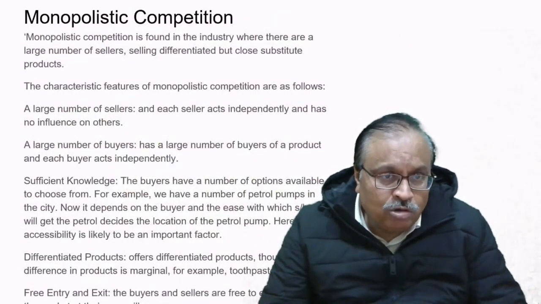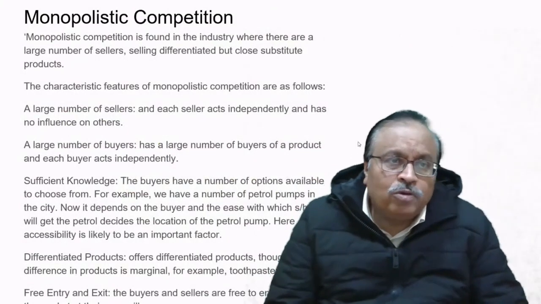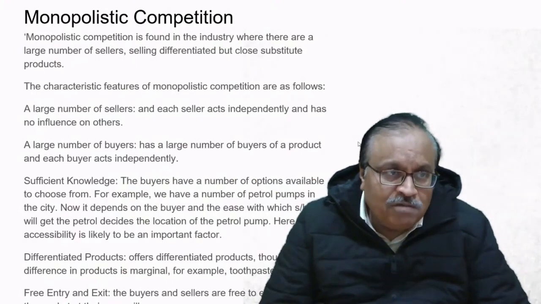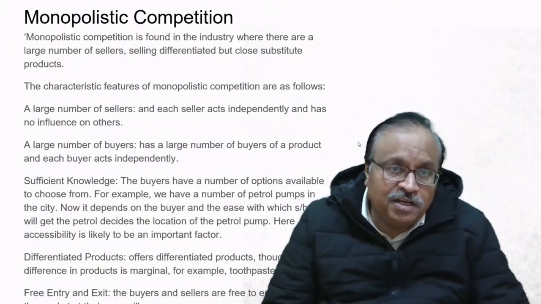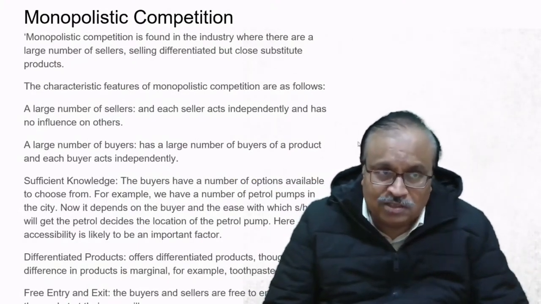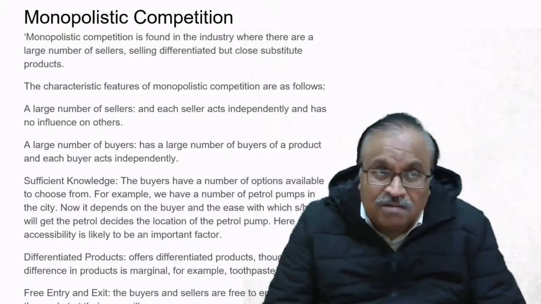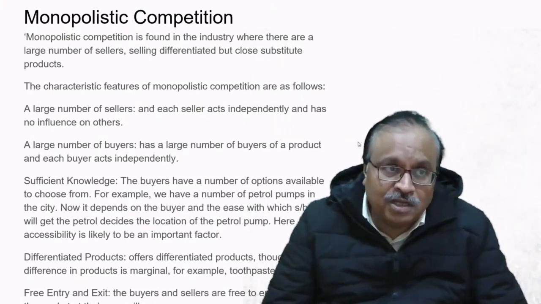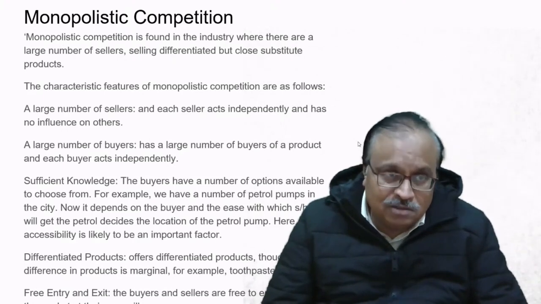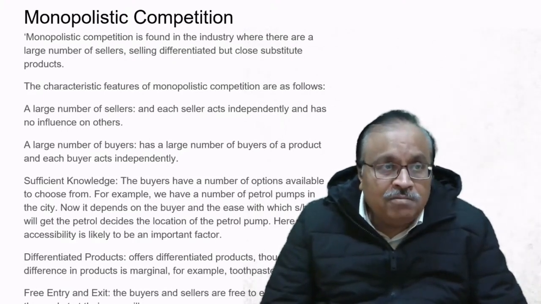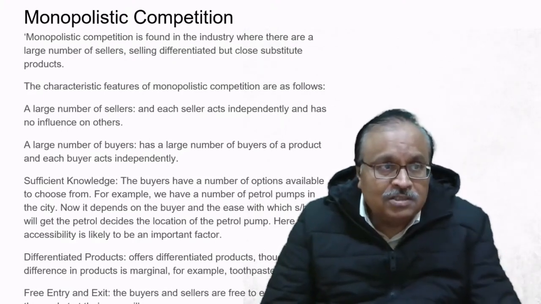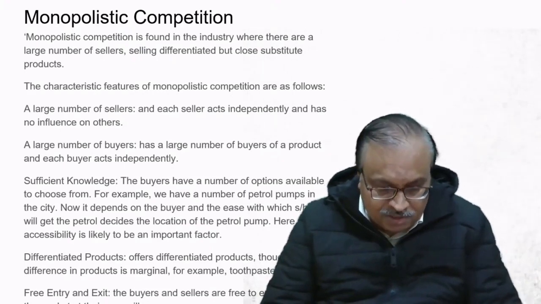So, monopolistic competition. Monopolistic competition is found in an industry where there are a large number of sellers selling differentiated but close substitute products. Let us not confuse monopoly with monopolistic. In monopoly, we have one seller. But in monopolistic competition, there are a large number of sellers.